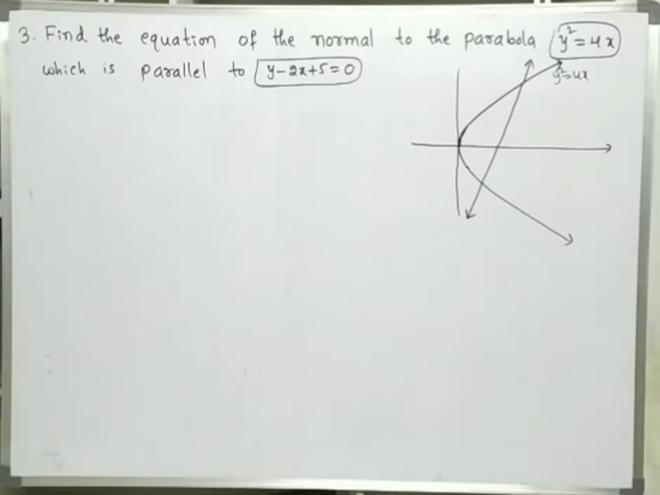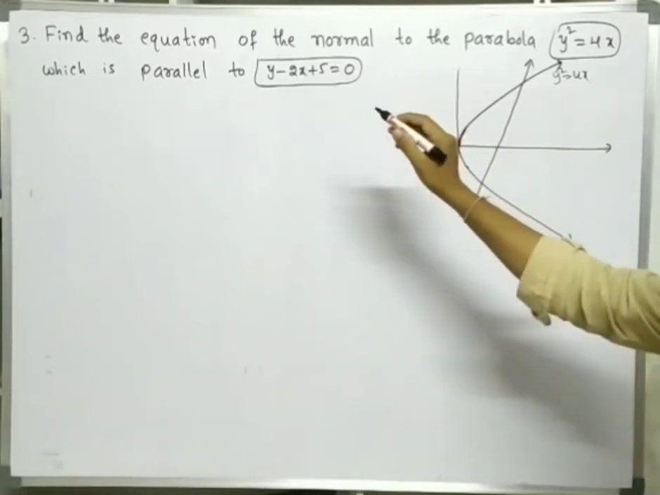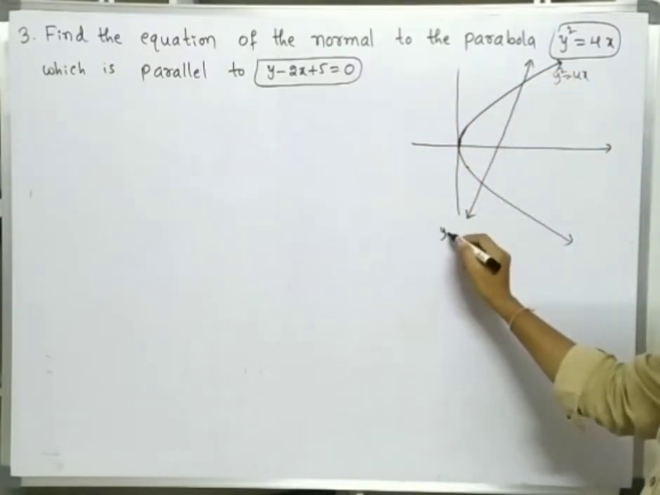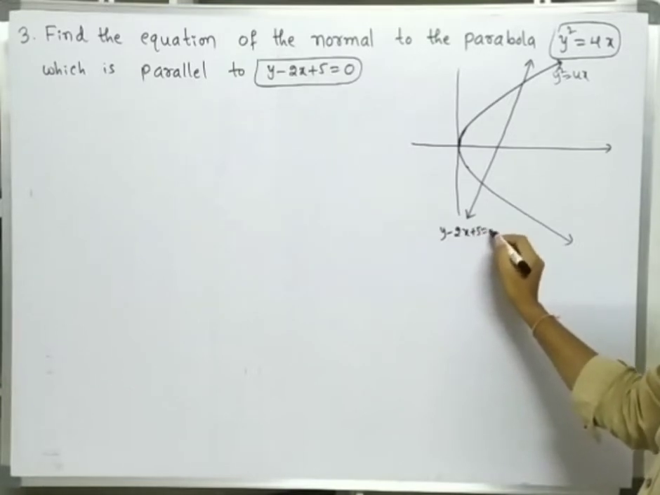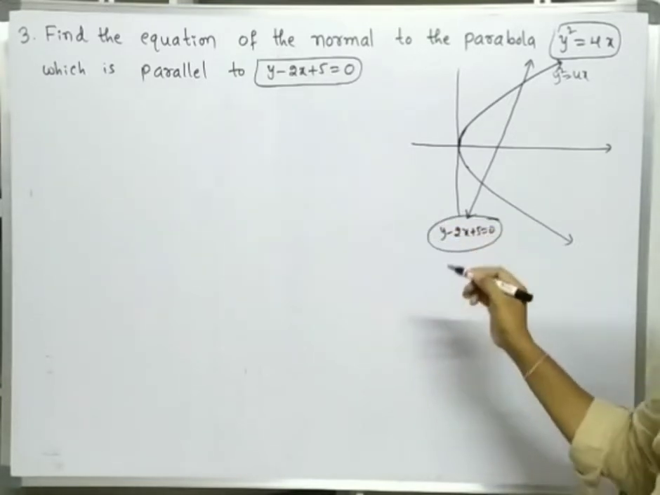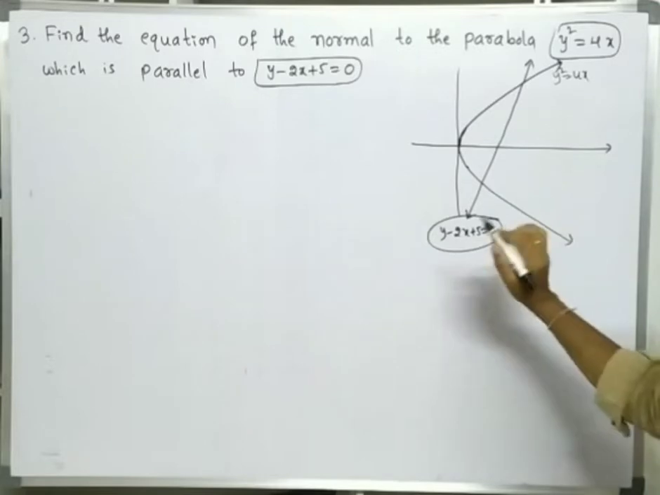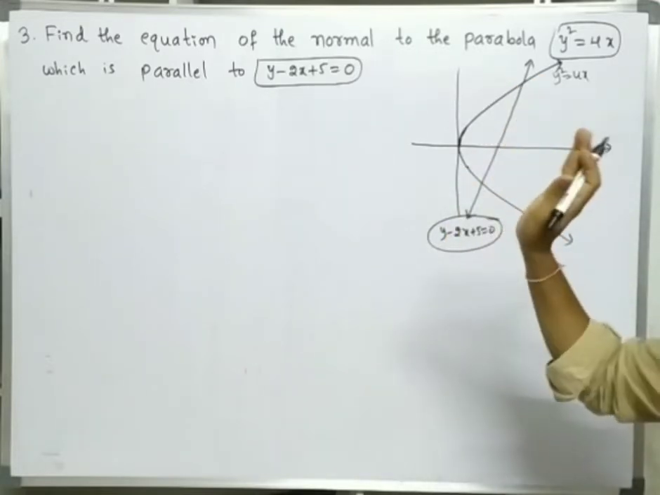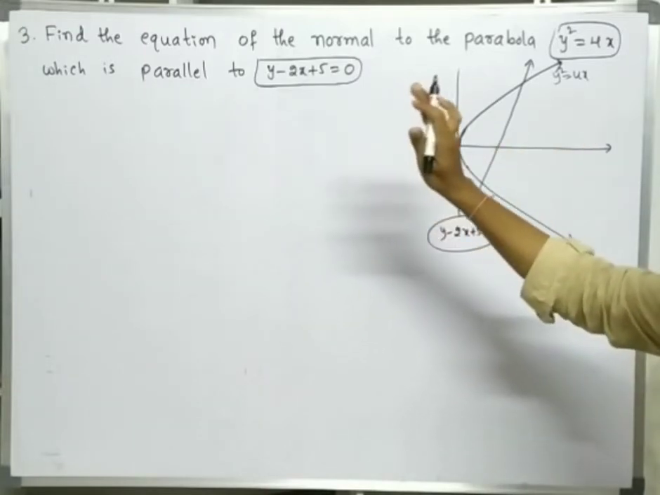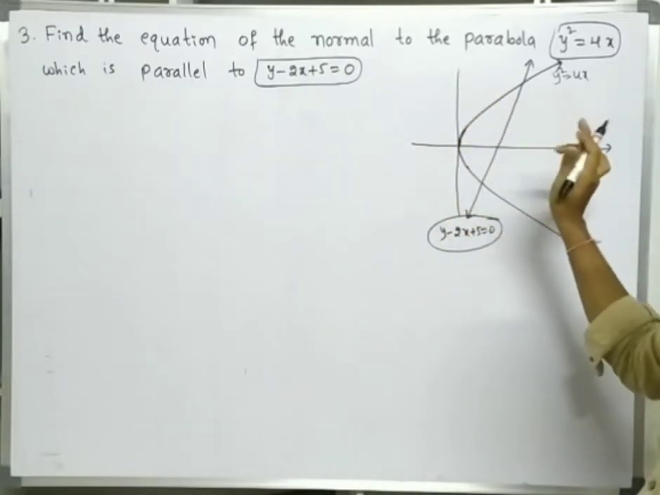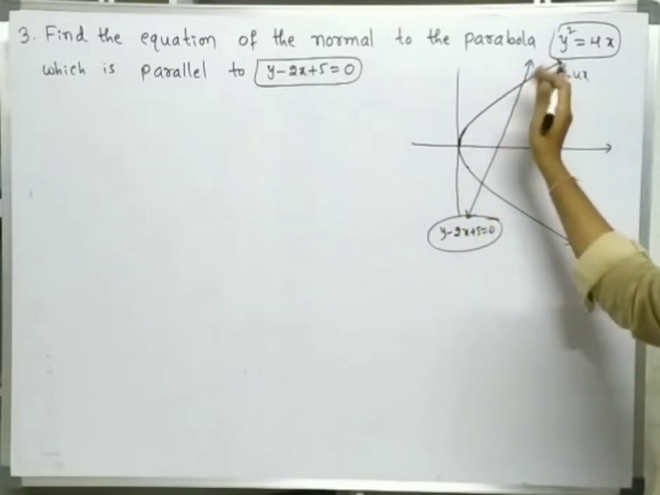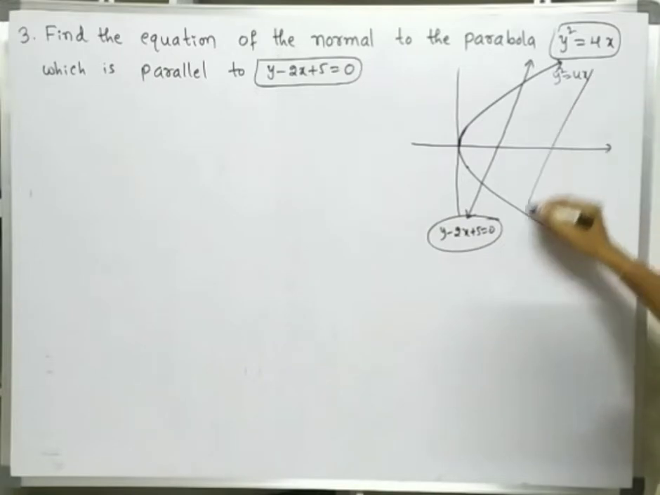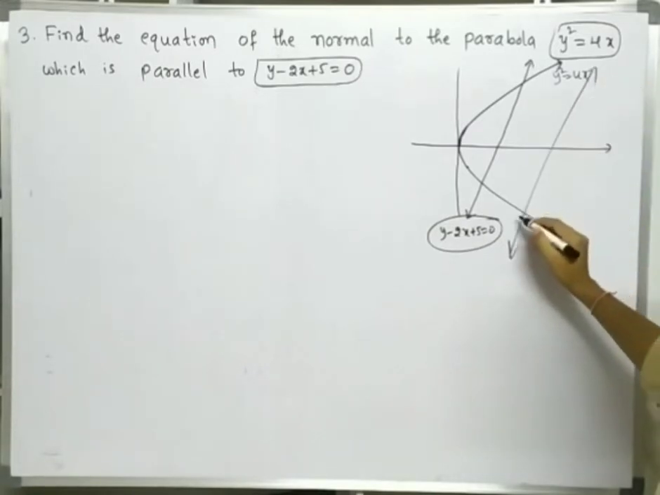Okay, next line, what is the line? y minus 2x plus 5 is equal to 0. This is just a line, y minus 2x plus 5 is equal to 0. This helps to find the equation of the normal. This is not the normal equation, this is an ordinary equation. Okay, now what is our question? Find the equation of the normal to the given parabola which is parallel to this one. Our normal line, the line which we are going to find, is for example like this.